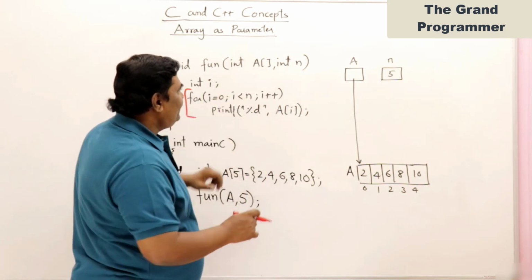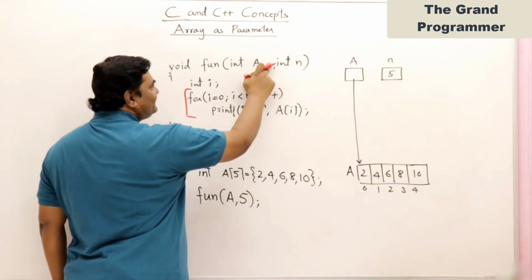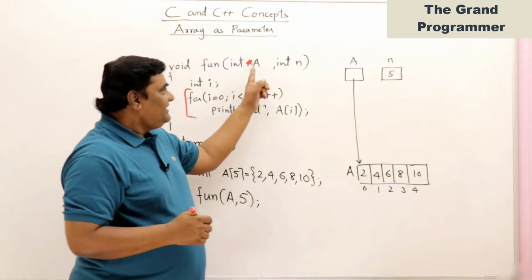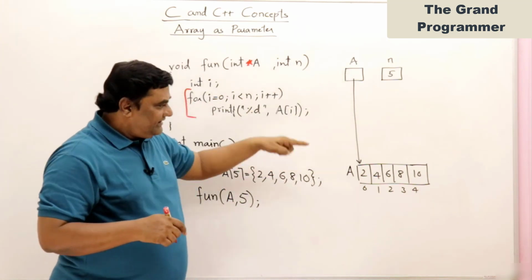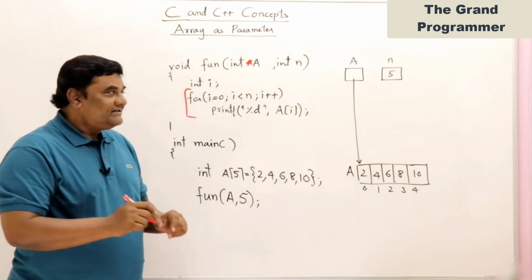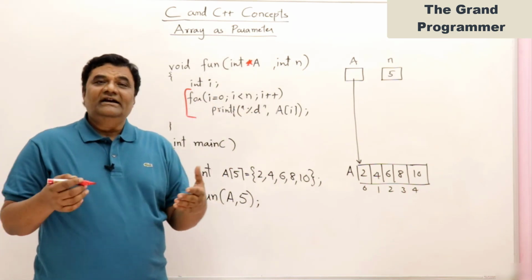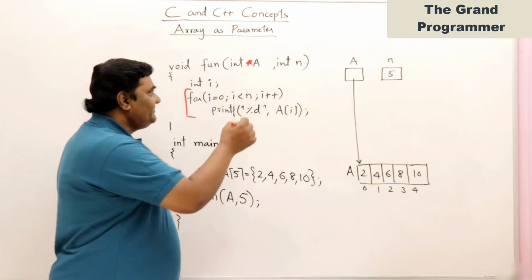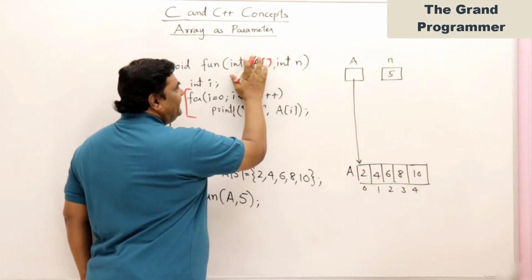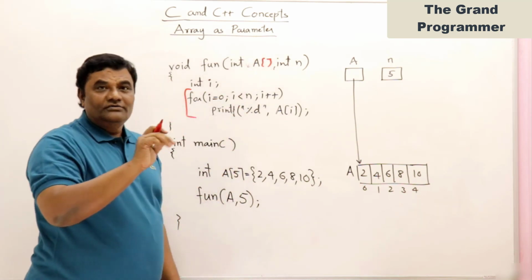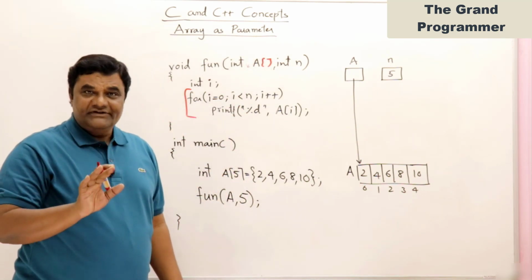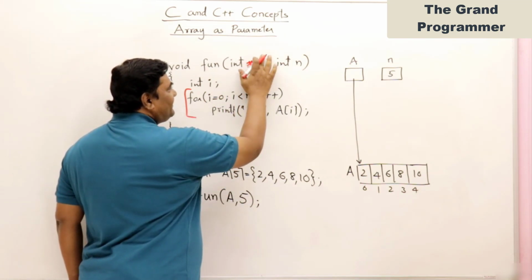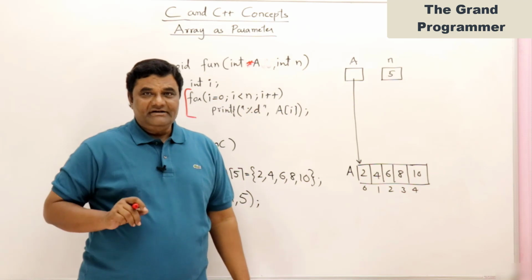Next thing, instead of writing brackets, I can even write a star here. So this will be an integer pointer, and that pointer will be pointing to an array. The difference is that this pointer can point to any integer and it can even point to an array. But if you use brackets like this, then it means it's a pointer to an array only. So when you want to be specific with arrays, it is better to use this one. Writing an asterisk is the general method. This is array as a parameter.